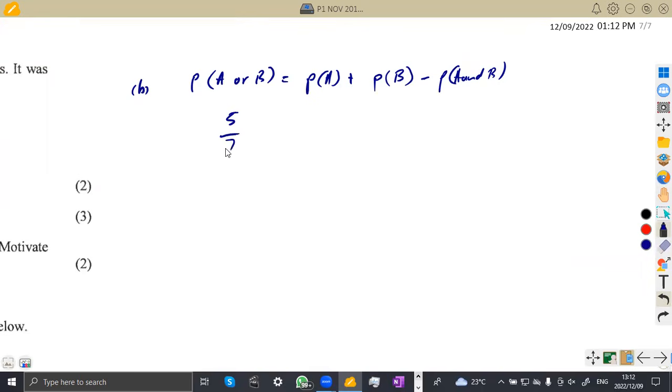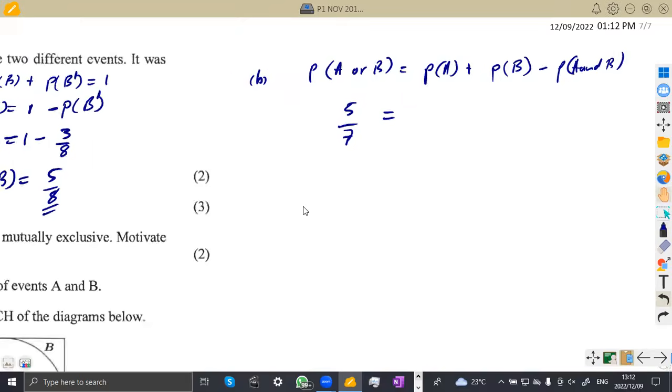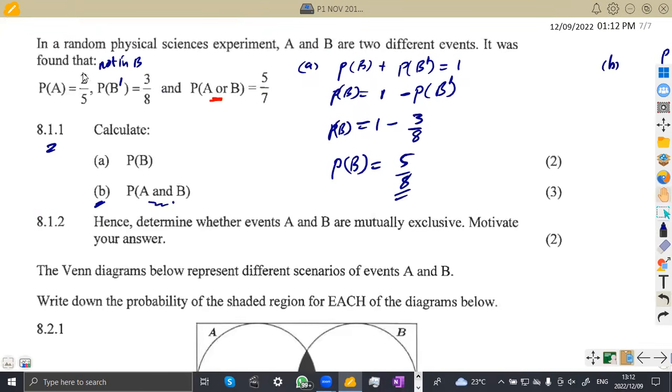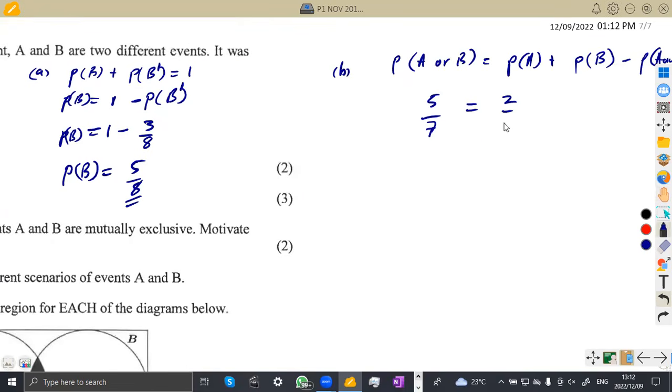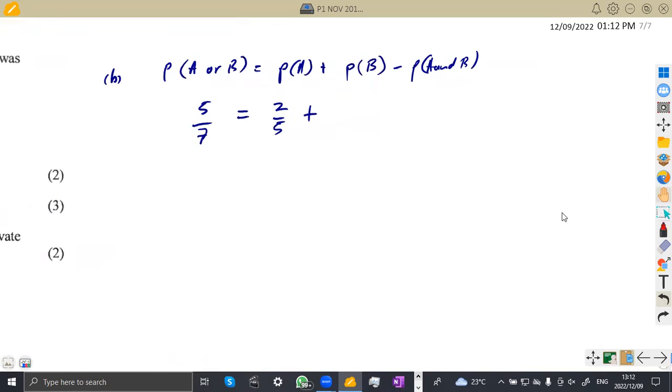So we are going to have 5 over 7, which is equal to the probability of A plus the probability of B. Take note, the probability of A is already given as 2 over 5. So we have 2 over 5 plus the probability of B, which is the one that we calculated here, 5 over 8. So we add 5 over 8 minus the probability of A and B. A and B is the one that we are supposed to calculate, so you can transpose the A and B, it's a negative.